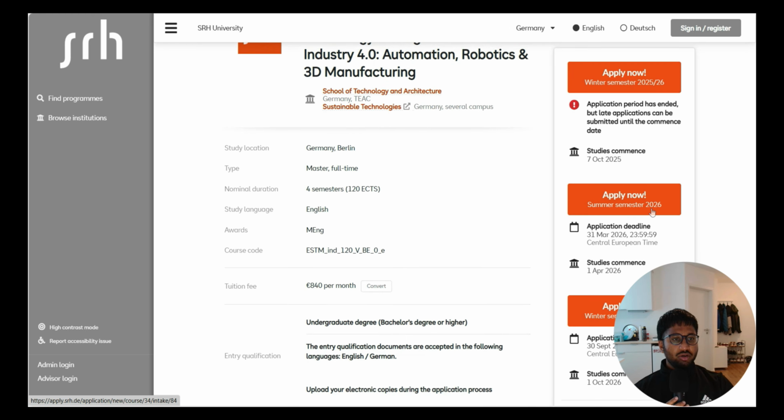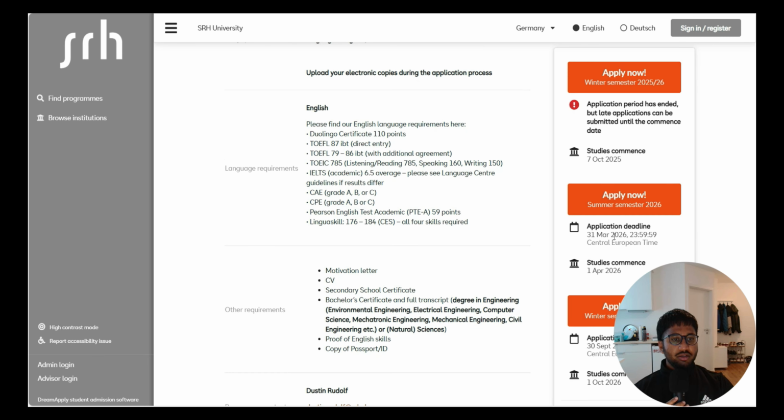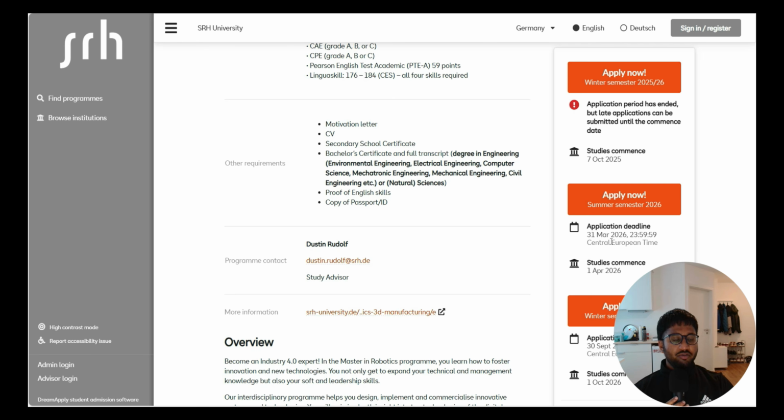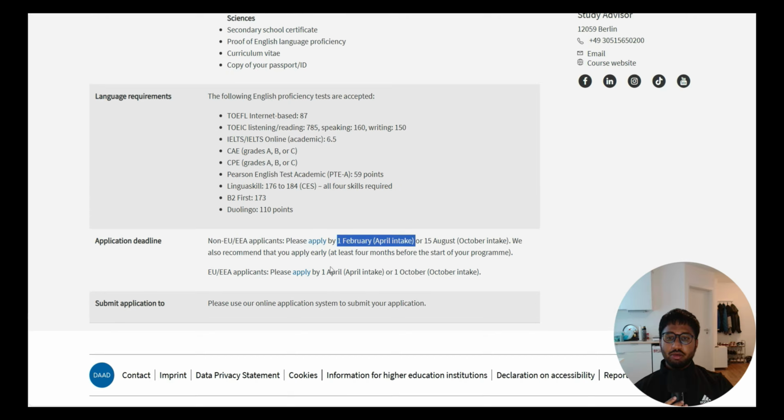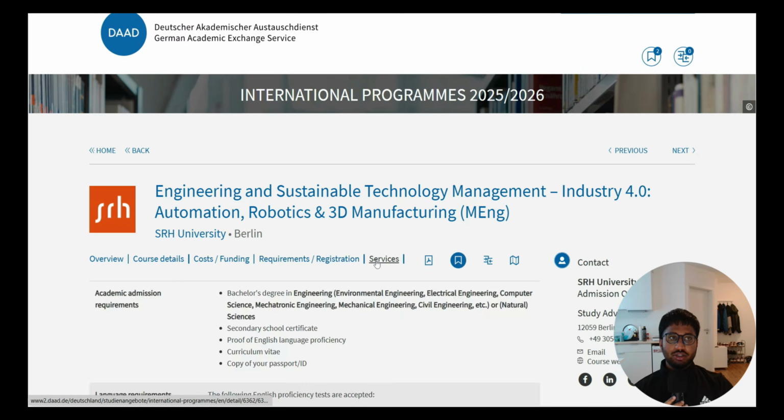Then summer semester 2026 application deadline, and study commences on 1st April. 31st March 2026 is the application deadline. I don't know when it will be starting. Let's see when it starts. When it is starting, then we can also apply for that particular course. After that, when you submit the application, you can wait for the decision to be held.